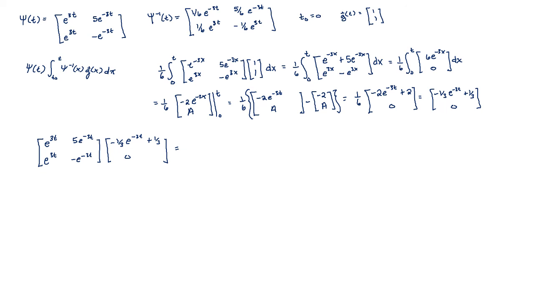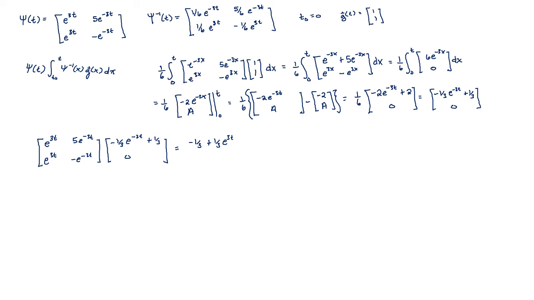So when we multiply this together, we'll do row 1 times column 1. So we have e to the 3t multiplied by this negative 1/3 e to the negative 3t plus 1/3. So that's going to give us back negative 1/3, and then e to the 3t and e to the minus 3t is just a 1, plus 1/3 e to the 3t power. And then the 5e to the minus 3t gets multiplied by the 0, so it goes away.